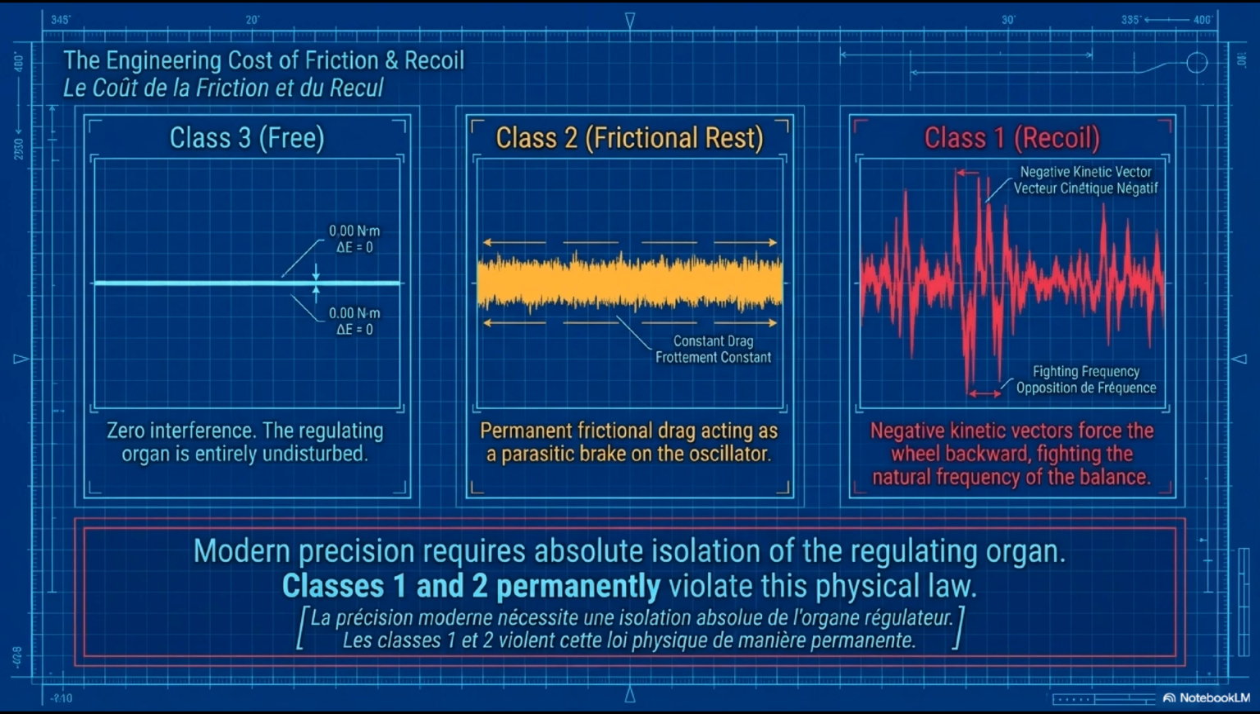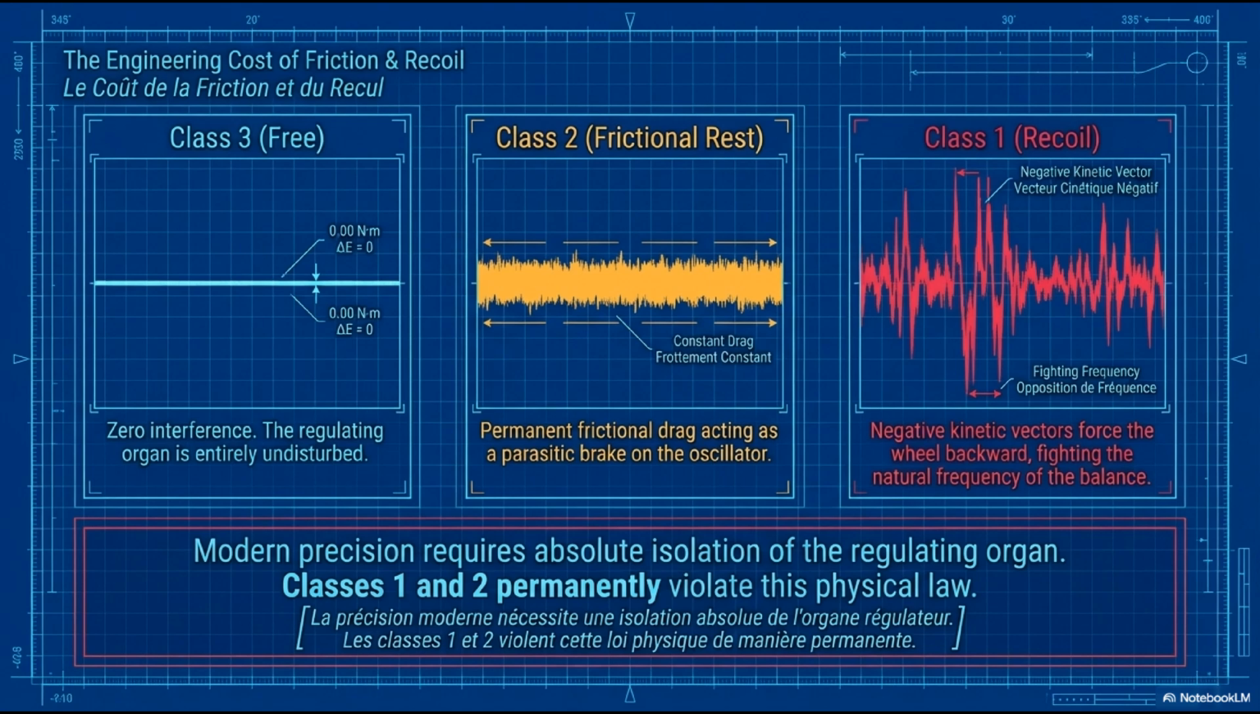Right diagram, Class 1, recoil. The violet-red spikes are the negative kinetic vectors, vecteur cinétique négatif. During what should be the supplementary arc, the gear train is being driven backward, fighting directly against the balance's natural oscillation frequency. The magnitude of that recoil force changes continuously with the mainspring's state of discharge.